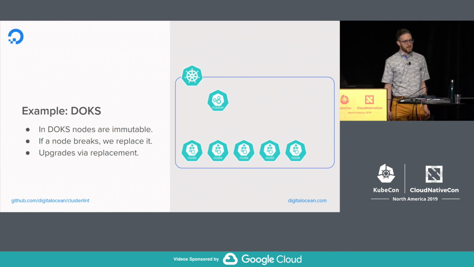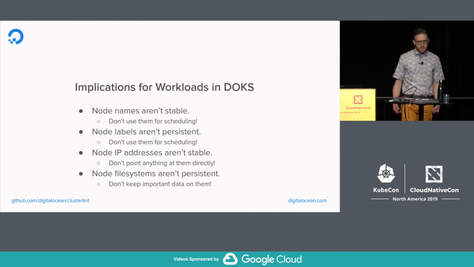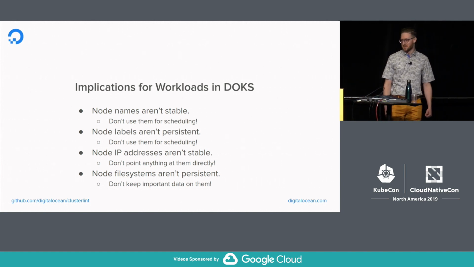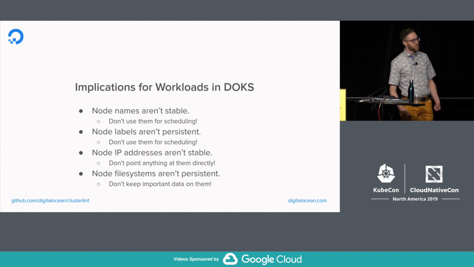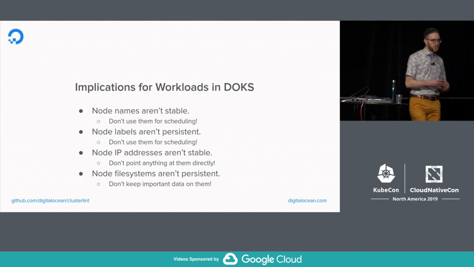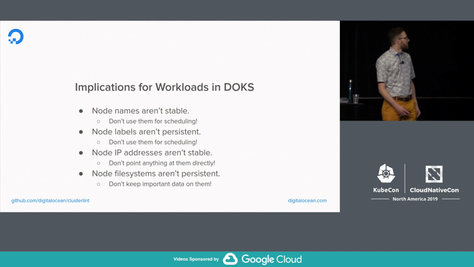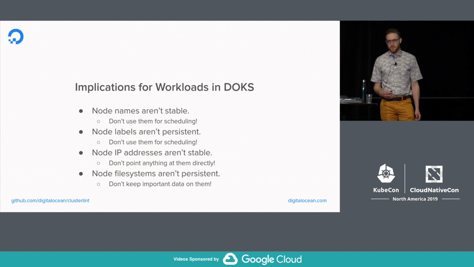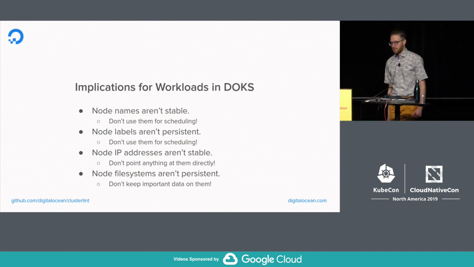So obviously, this has a pretty deep impact on your workloads. When customers started using DOKS and started doing upgrades on DOKS, they noticed some of these implications. One of the things they noticed is that the node names aren't stable. Because we actually replace the nodes, the new node is a new Kubernetes object. It has a different name than the old one. So if you were using a node name specifier to schedule your workloads onto a specific node, that workload is not going to be schedulable after the upgrade.